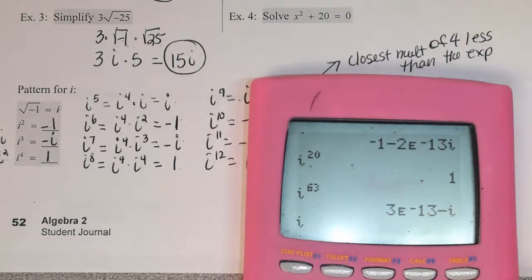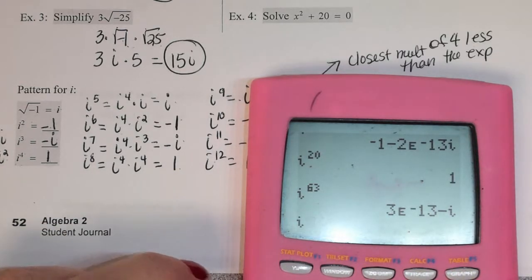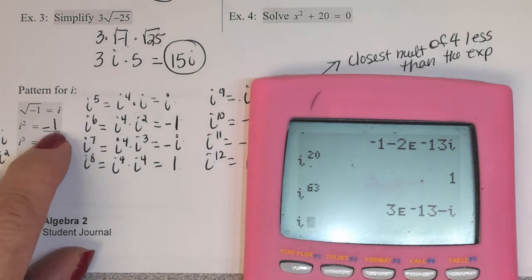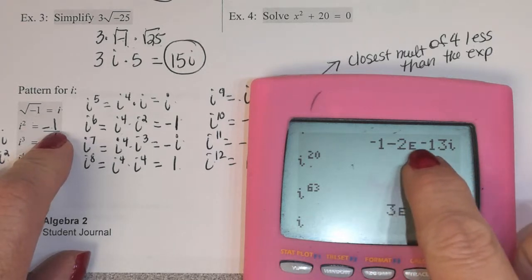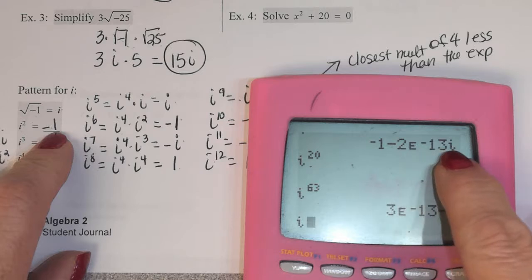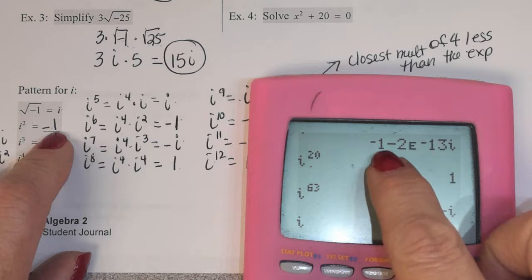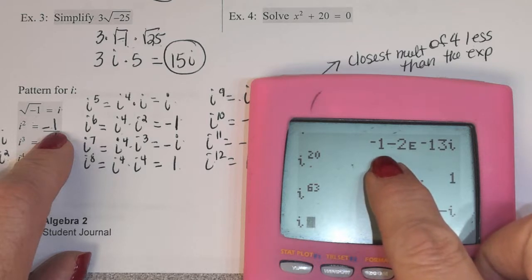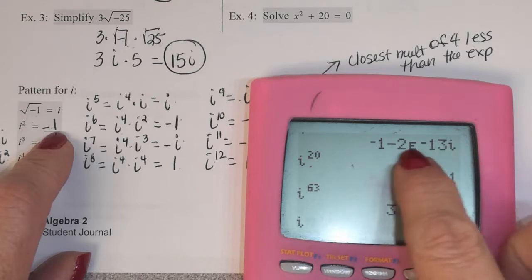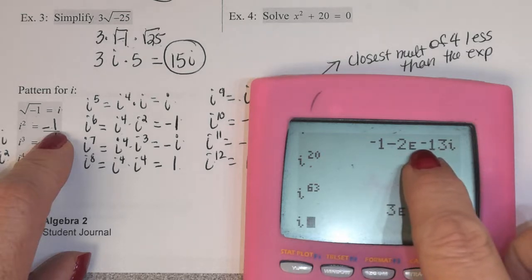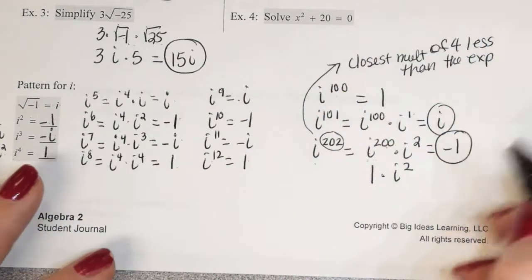Well, but then back here, what was this one that I asked it? So i to the 202 should be negative 1. Yeah, it actually does work, but you have to recognize that it's saying it's negative 2 times 10 to the negative 13 i. So this part is really 0. So the answer is really negative 1. But I'm afraid that not everybody's going to recognize this right here is really 0. The calculator is just trying to actually multiply it, and it doesn't do a very good job with it.